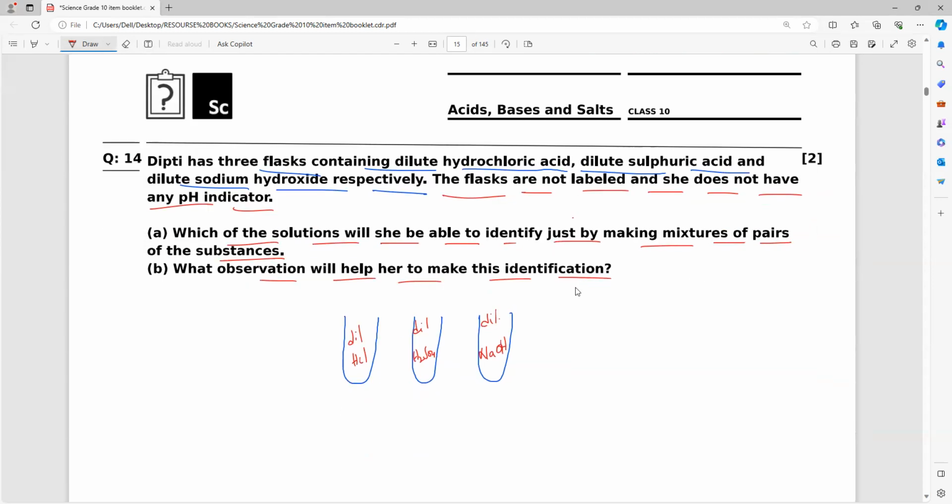So three substances are there. She may mix them. Let it be, we don't know what is what. So here I am drawing it, and I will take them as A, B, and C. Now, if you notice, in A, B, C there are definitely two acids and one base. Clear everybody? Two acids and one base.